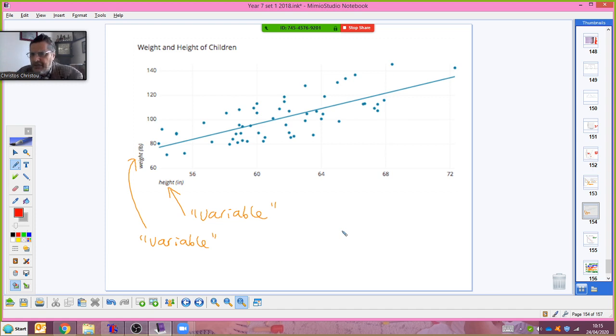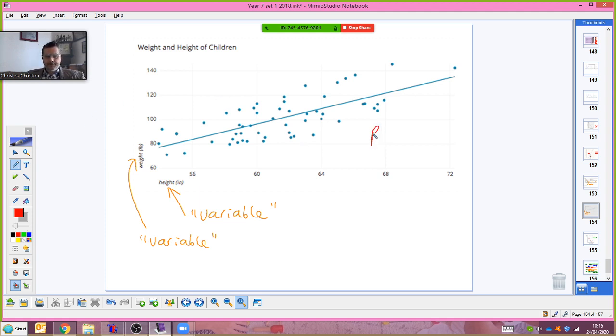This is weight and height of children. This is completely real. It's not even made up. Describe, did I use the word variable before today? Yes, I did, because the height of a child, a tree, a plant can vary. The weight of something can vary. So these are two variables that could be in a relationship. Somebody describe that relationship.